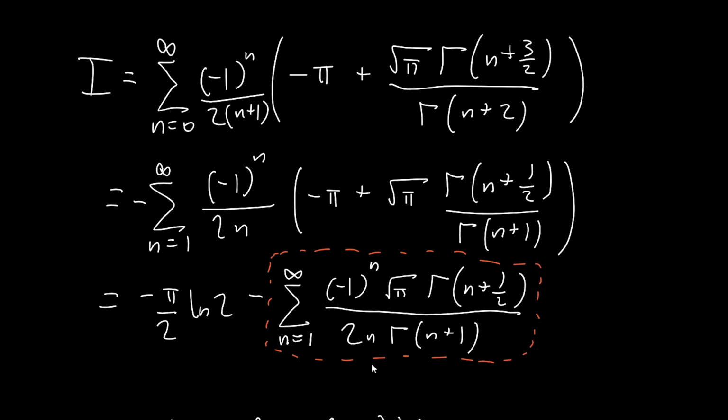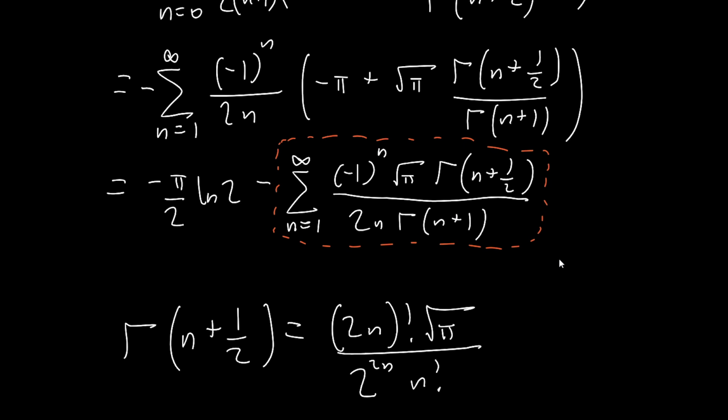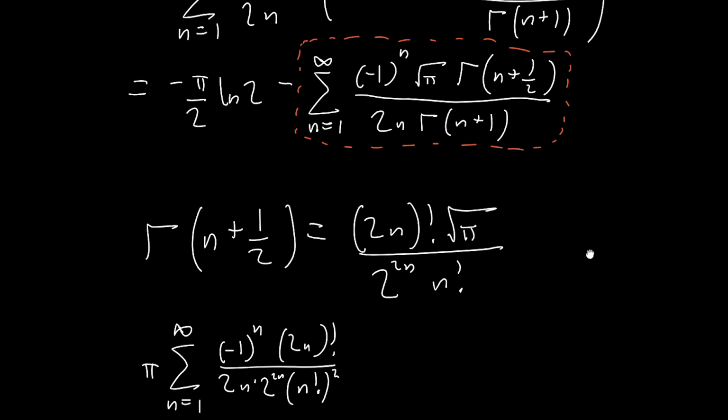Now we're left with this nasty sum here. Sum from n equals 1 to infinity, minus 1 to the n, square root pi, gamma n plus a half over 2n gamma n plus 1. So to evaluate this, we can first use this identity here, gamma n plus a half equals 2n factorial times square root pi over 2 to the 2n times n factorial. And doing so, by also using gamma n plus 1 equals n factorial, we end up having n factorial squared on the bottom, and our rest becomes minus 1 to the n times 2n factorial over 2 to the 2n as well.